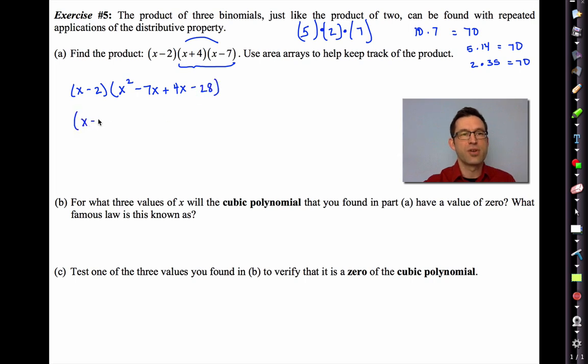Let's combine some like terms. x squared minus 3x minus 28. All right. Now, how do I proceed? Well, now I have to multiply by x minus 2.